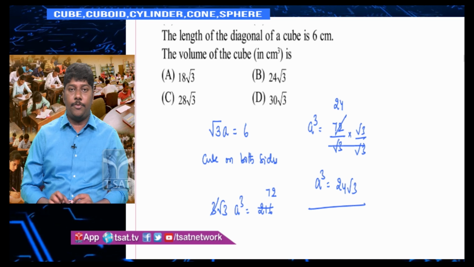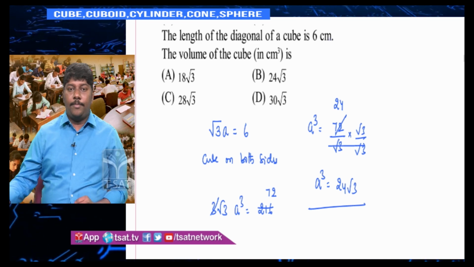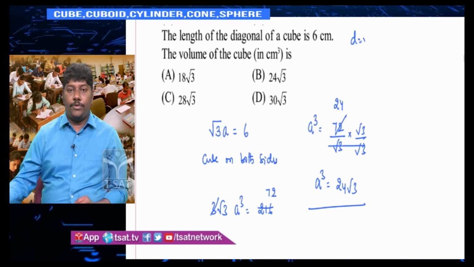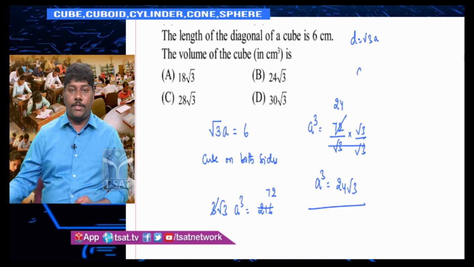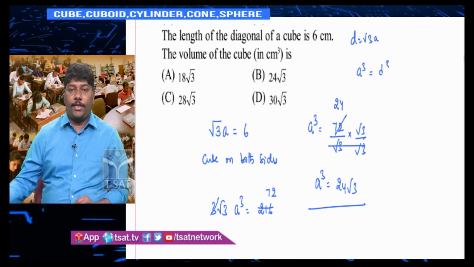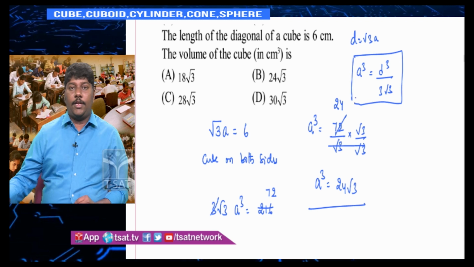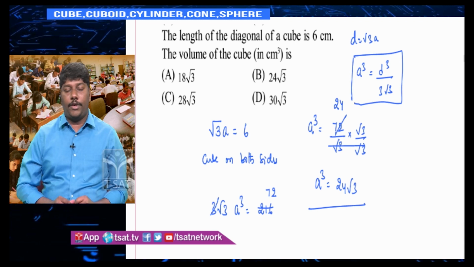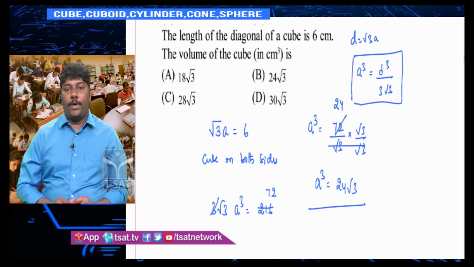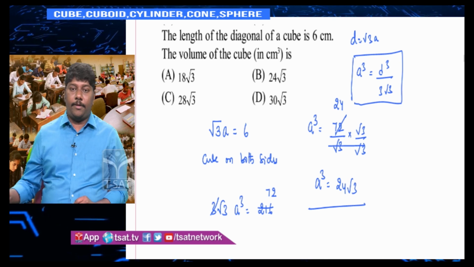If you want the direct relation between the diagonal and the volume, simply remember diagonal is equal to root 3 a. Cube both sides: a cube is equal to diagonal cube by 3 root 3. This is the direct formula relating volume and the diagonal of a cube. So do d cube by 3 root 3, and you will get the answer there.